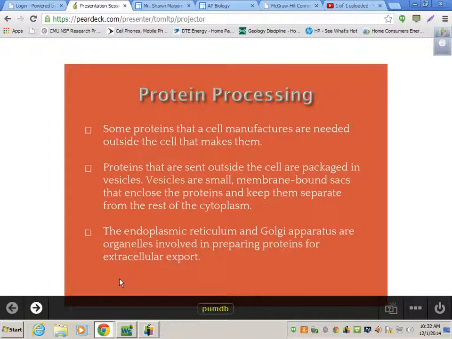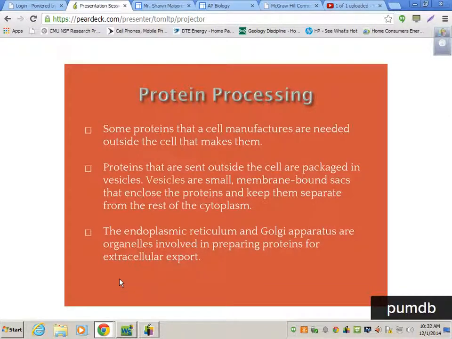So some proteins that a cell manufactures are needed outside of the cell that makes them. Proteins that are sent outside of the cell are packaged in vesicles. Vesicles are small membrane-bound sacs that enclose the proteins and keep them separate from the rest of the cytoplasm. And the endoplasmic reticulum and the Golgi apparatus are organelles involved in preparing proteins for extracellular export.